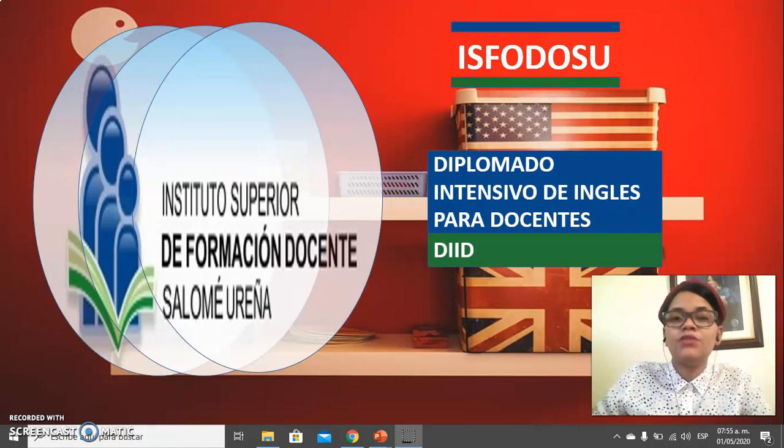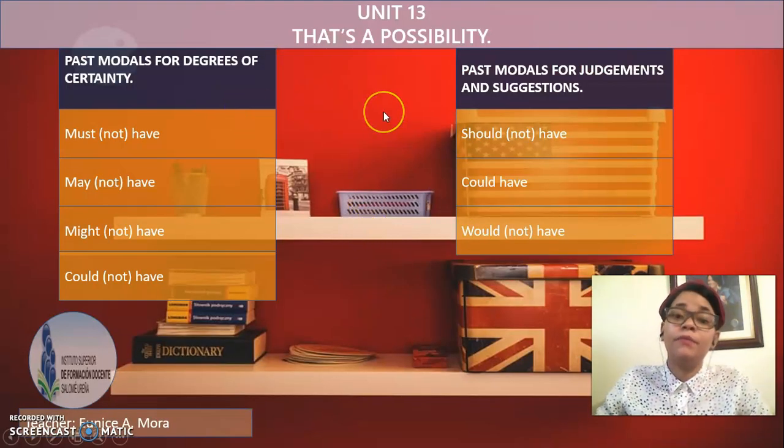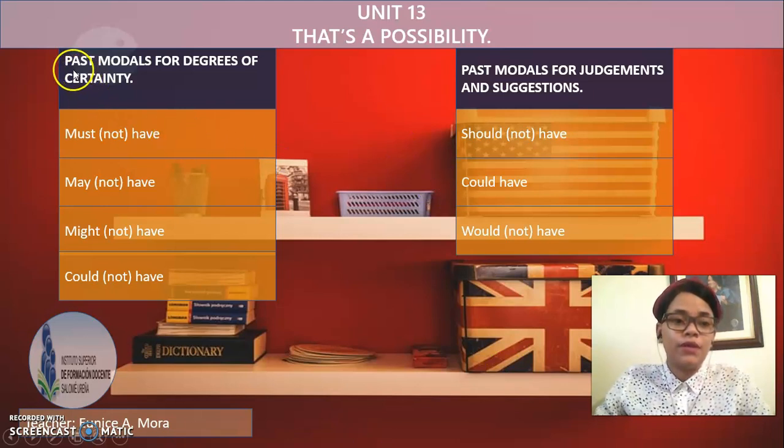Today I have the pleasure to work with you on the contents from Unit 13, which is called That's a Possibility. We are going to work with the past models, but we are going to divide them into two groups. We are going to work with past models for degrees of certainty, which are must have, may have, might have, and could have, and the negative form of each one.